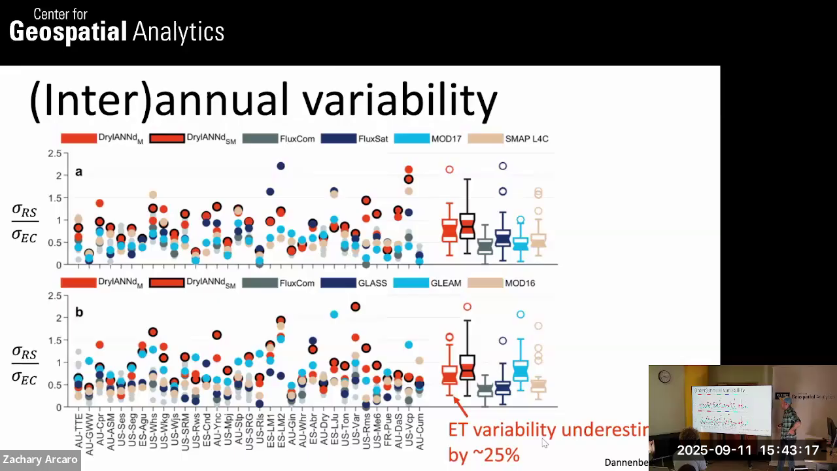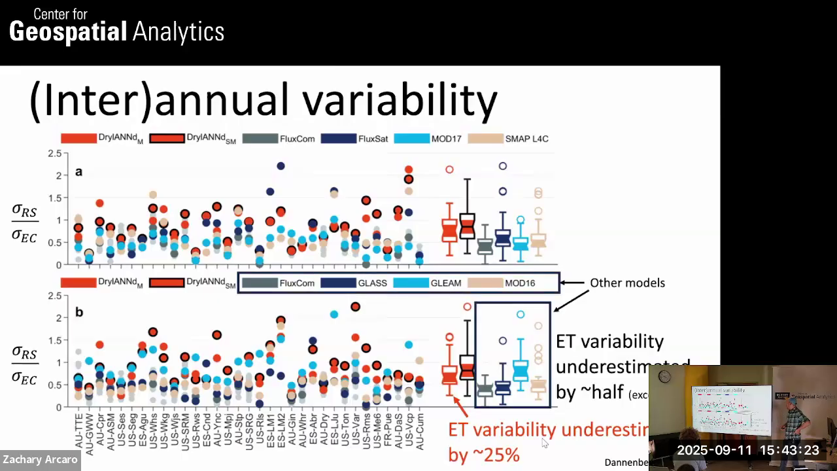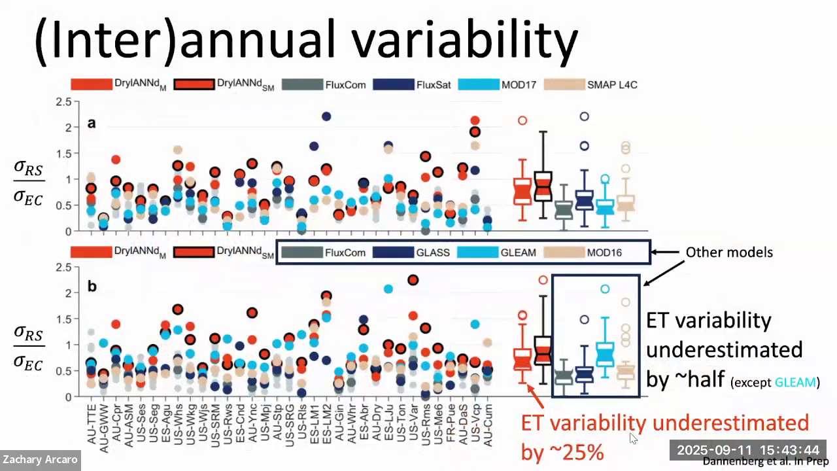Same thing with evapotranspiration. We underestimate ET variability by about 25%. The other models mostly underestimate it by 50% or more, with one exception, which is this light blue one, GLEAM, which is a particularly good ET model. That's the only other model shown here that includes information from the microwave part of the spectrum. And so we're doing a pretty good job capturing the interannual variability.